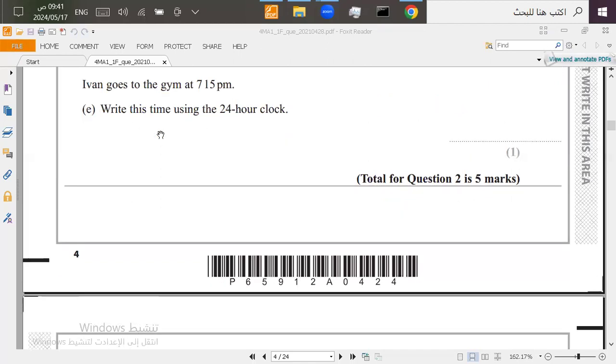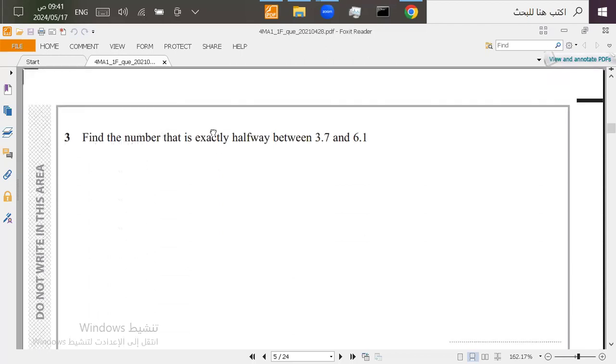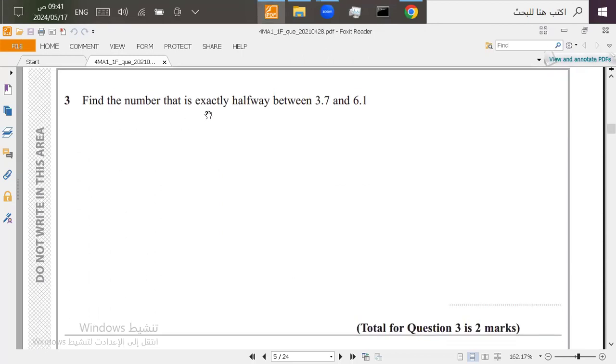Focus on turning units and hours. Question 3. Find the number that is exactly halfway between 3.7 and 6.1. It means find half of it. So it means add them together and divide them by 2. That's the idea of finding half of numbers.